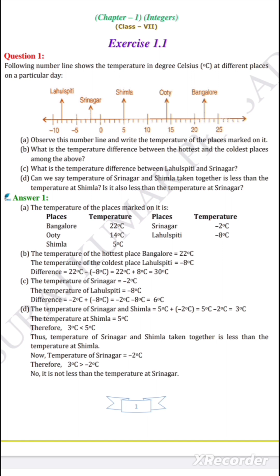Another question is, is it also less than the temperature at Srinagar? Now the temperature of Srinagar is minus 2 degrees Celsius, therefore 3 degrees Celsius is greater than minus 2 degrees Celsius, so it is not less than the temperature at Srinagar.